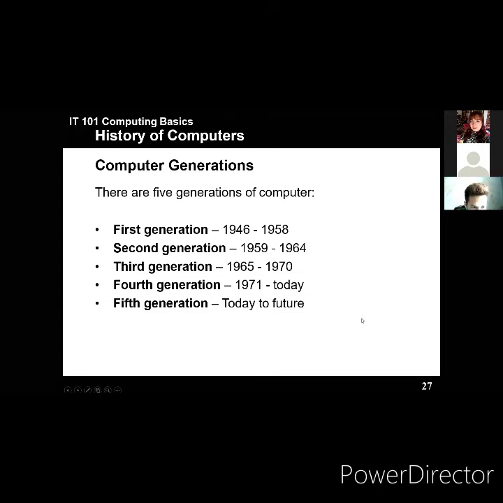So any moment po, mawawala na po yung ating screen. Kaya po-proceed tayo ng second meeting, pero i-utilize na rin natin yung remaining time. So first generation, 1946 to 1958. Second generation is 1959 to 1964. And third generation, 1965 to 1970. Fourth generation, 1971 to today. And the fifth generation, today to future. So we will discuss that on our second meeting here in Zoom.